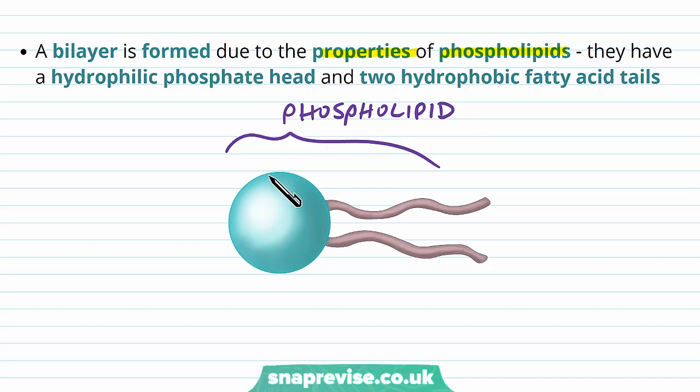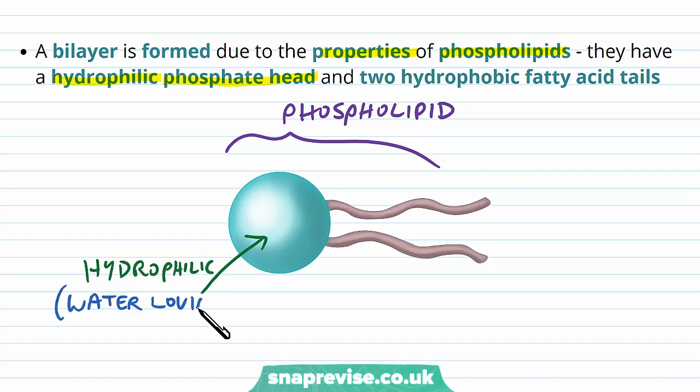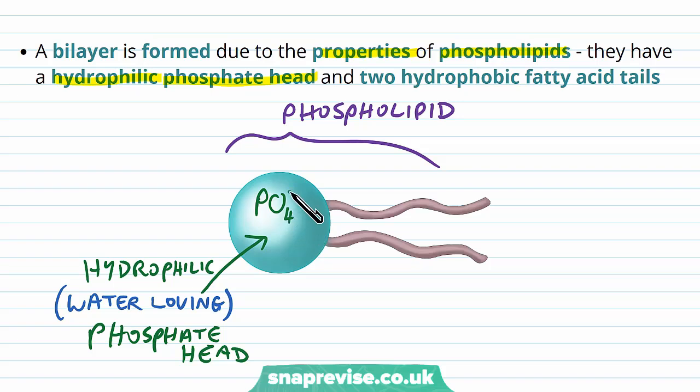This is one single phospholipid molecule, and it has two parts to it. It has a hydrophilic phosphate head, so that's this part here. Hydrophilic means water attracting, or water loving, and it's called a phosphate head. The head has a phosphate group which contains phosphorus and oxygen atoms. Don't worry about the ion structure for now, but that's where it gets its name from.